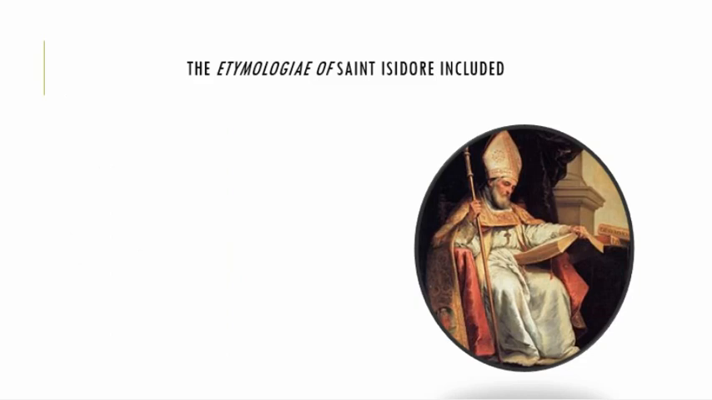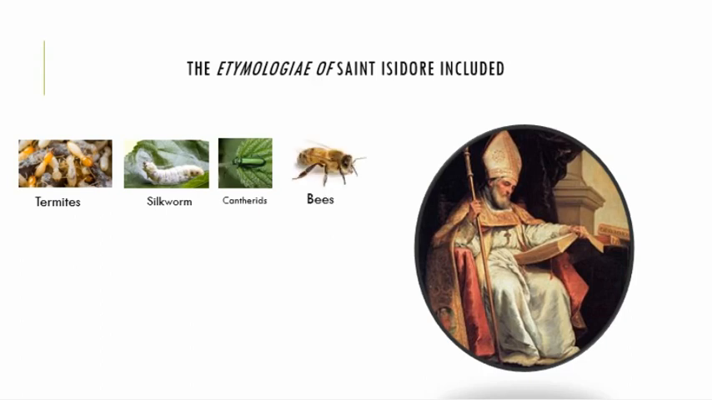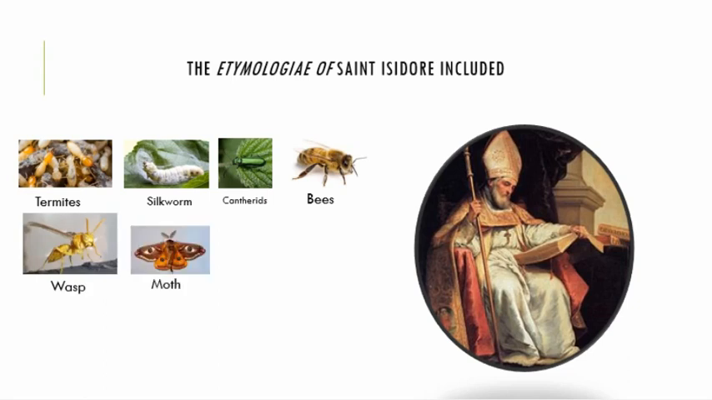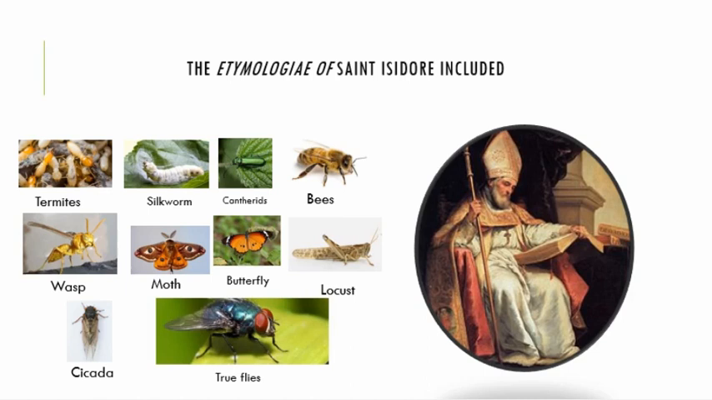He classified insects into termites, silkworm, cantharidids, bees, wasp, moths, butterflies, locusts, cicada, true fly.